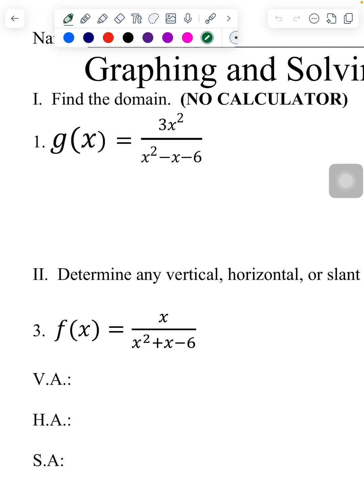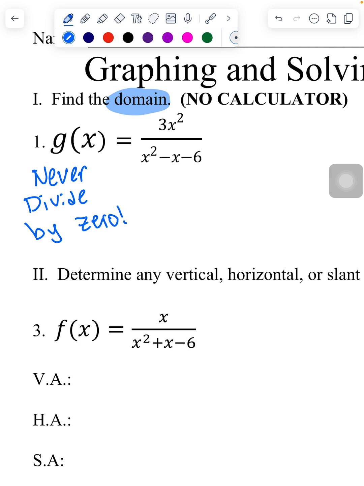Let's get started. So with this first one, it's just asking to find the domain. And remember, domain is all possible x values. And in our case with rational functions, the thing that we can never do is divide by 0 because we would break math and make Miss Hester sad, which is bad. So our goal here to find our domain is to figure out wherever our denominator would be 0.